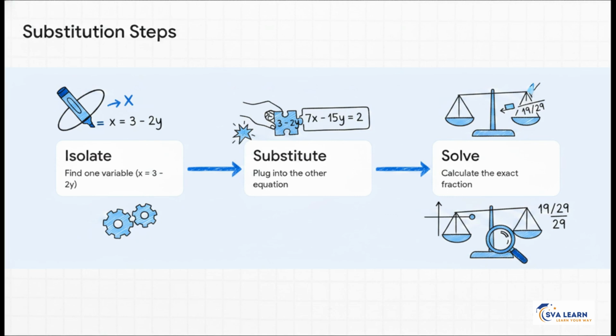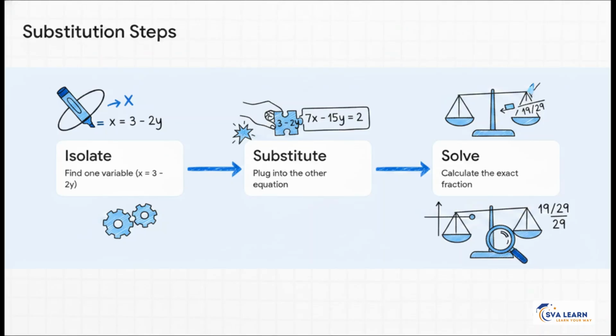We've got two equations, 7x minus 15y equals 2 and x plus 2y equals 3. Step 1, let's pick the easier equation to isolate a variable. That second equation is just screaming to be used because x is almost by itself already. If we just slide that 2y over to the other side, we get x equals 3 minus 2y. Boom! That is our shapeshifter. Step 2, we substitute this expression right into the first equation.